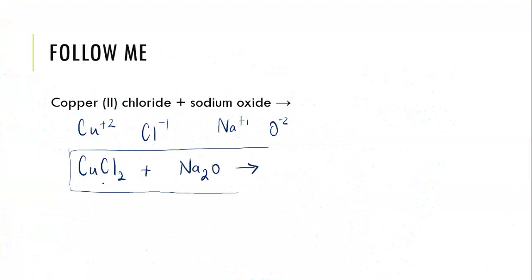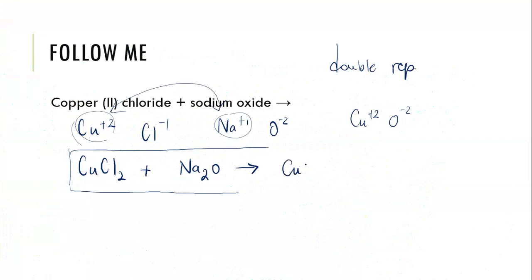I have a compound and I have another compound. When you have two compounds, it's a double replacement reaction. What we need to think of is that the copper and the sodium need to switch places. If copper went with chlorine the first time, then now copper is going to go with oxygen. So if copper is plus 2 and oxygen's a minus 2, then they're going to cancel each other out. So on this side, it's just CuO. They cancel each other out because they both have a charge of 2.